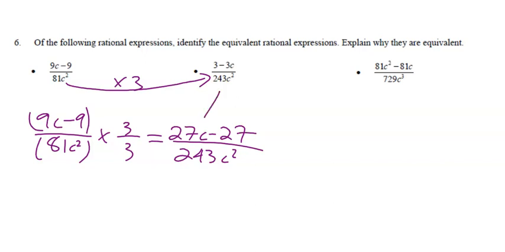So, are these the same? No. So in this one, they multiplied this by 3, but they divided the top by 3. Actually, negative 3. So they're not the same. Okay. How would I get from 81c squared to 729c cubed?